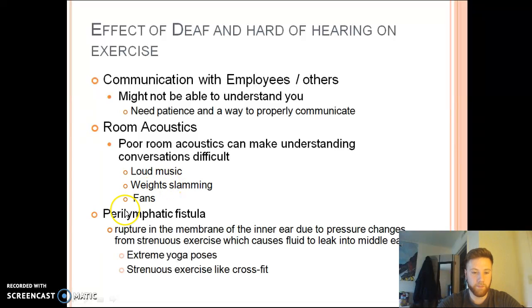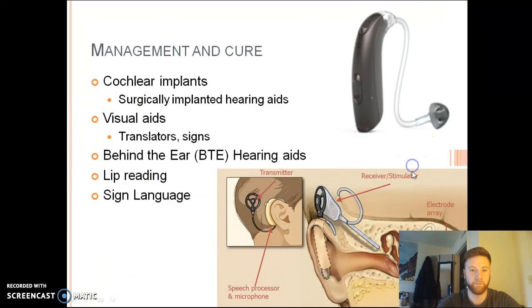And then I found something interesting called perilymphatic fistula, which actually happens from exercise, and you can rupture the membrane of the inner ear due to pressure changes from strenuous exercises, and this actually causes fluid to leak inside the middle ear. This can be caused by strenuous exercises like CrossFit or extreme yoga. So that can actually cause someone to have a hearing issue, but it also doesn't help if someone already has a hearing issue. This could make it worse.